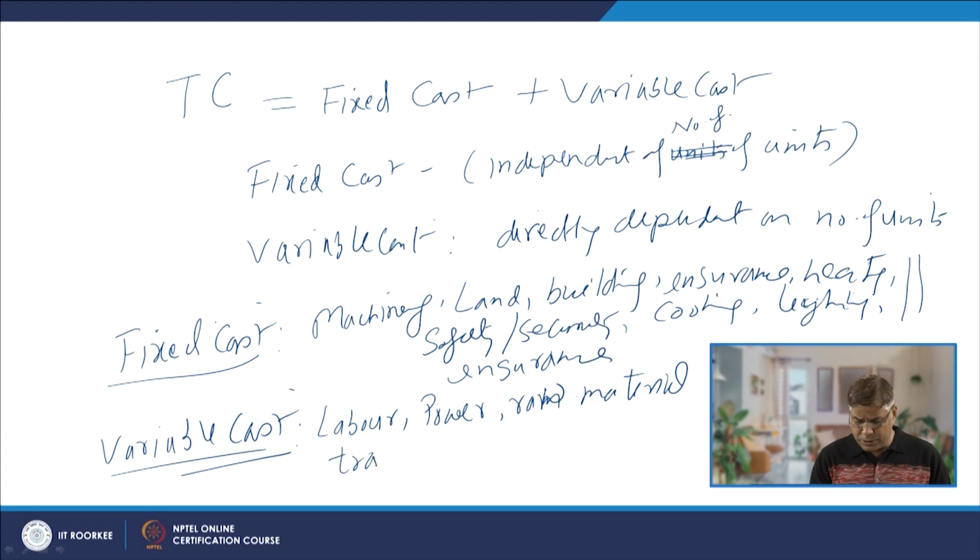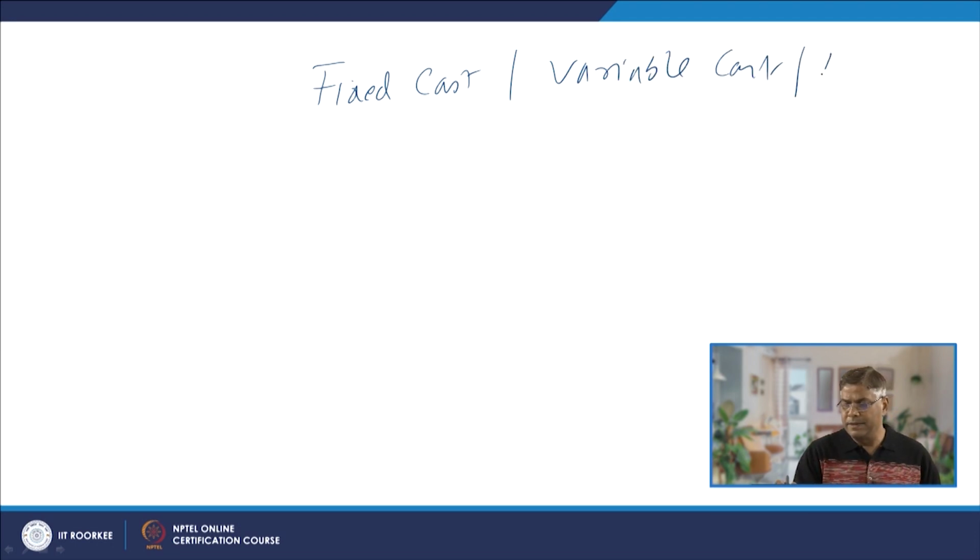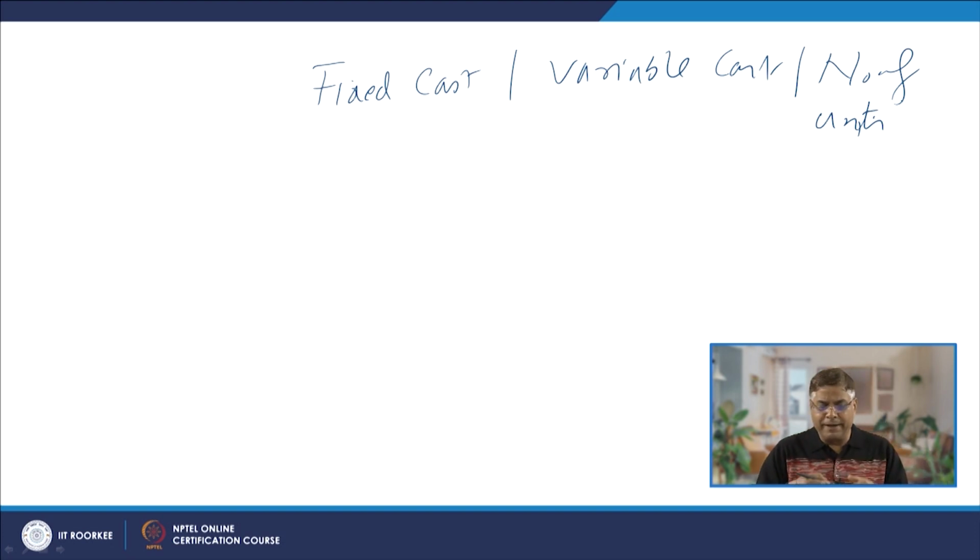Then the transportation cost, consumable cost, which will directly be related with the number of units or the volume of the goods and services to be produced. And to a great extent a direct relationship is observed between the fixed cost, variable cost and the number of units to be produced for break even point. In general, higher the fixed cost, lower becomes the variable cost, but it in turn increases the number of units to be produced for break even situation.